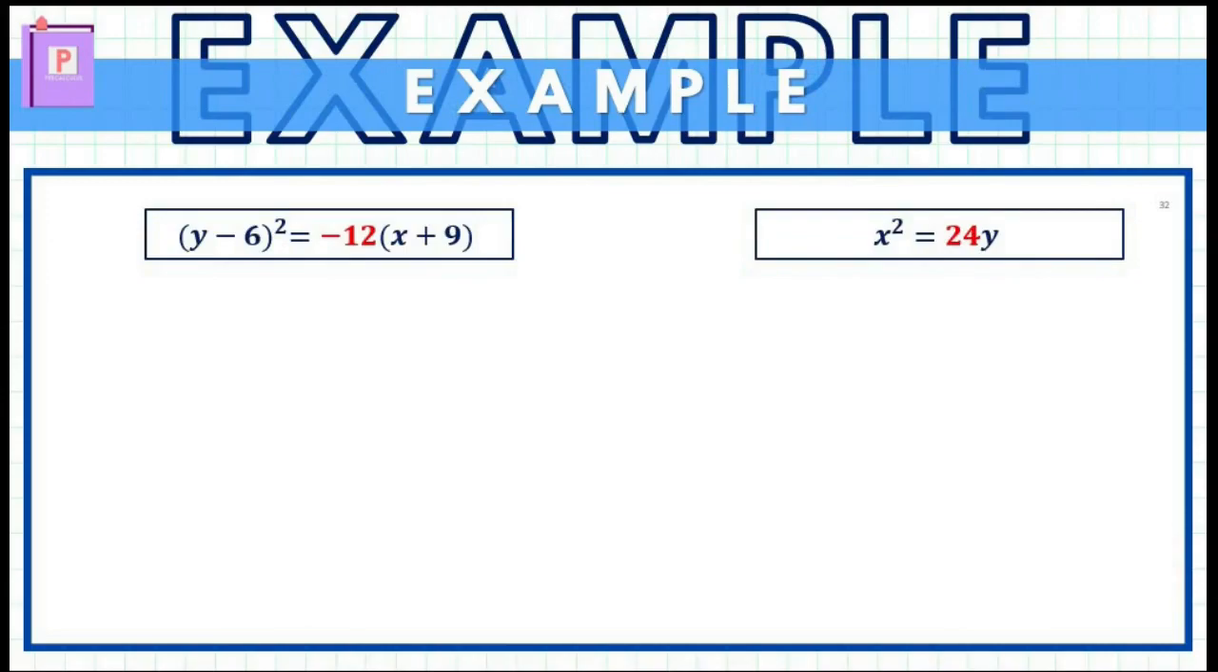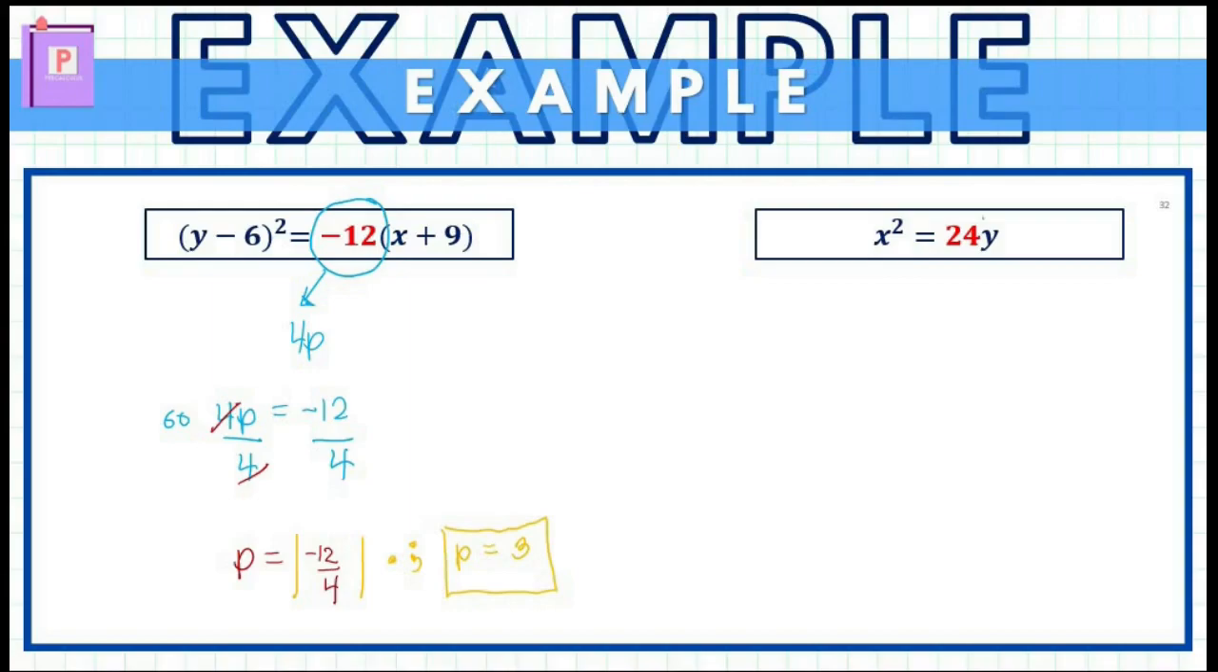You can pause this video and answer on your own. I hope you were able to identify that negative 12 is for 4p. So 4p is equal to negative 12. We isolate p by dividing both sides by 4. Then we cancel out 4. Hence p is equal to negative 12 over 4. But since it's a negative number, again, we need to get its absolute value. Therefore, the value of p should be equal to 12 over 4, or simply 3.